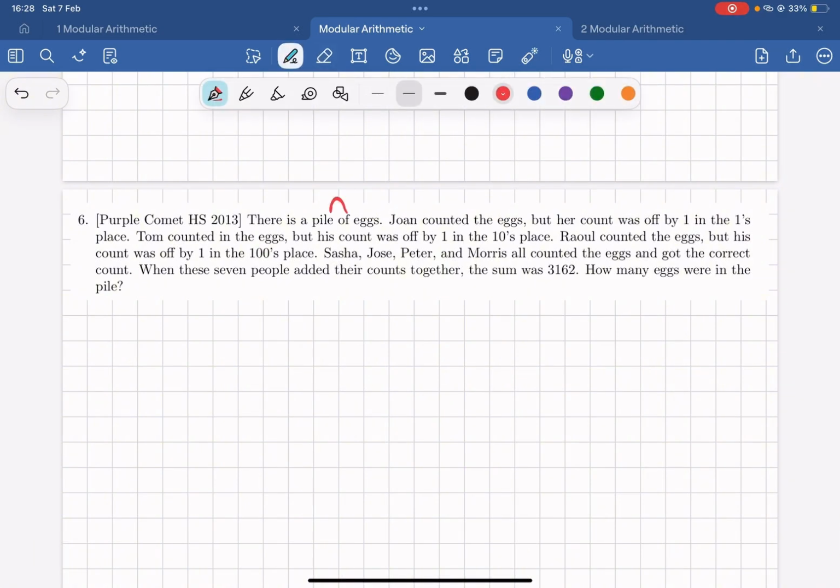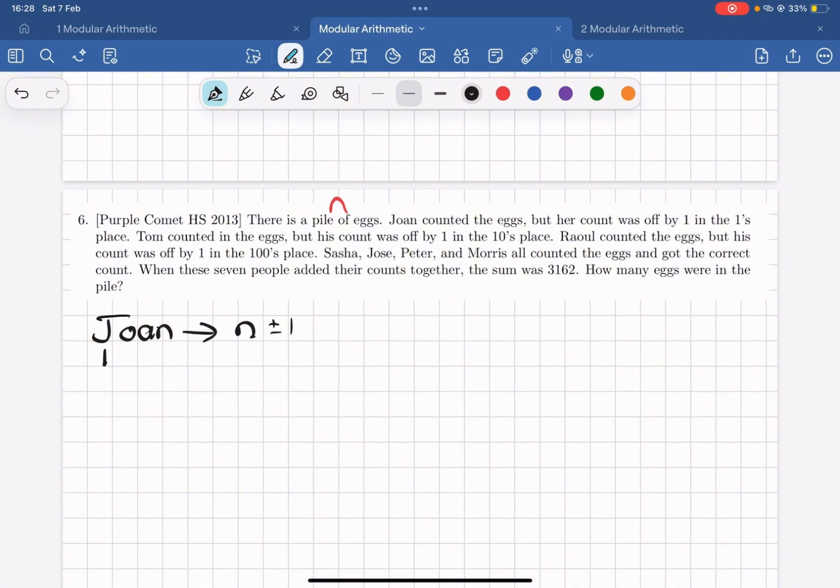Joan counted the eggs, but her count was off by 1. So if you go to Joan, let's write in black actually. Joan, her count was off by 1 in the ones place. That means it could have been 1 too great or 1 too small. So we can say N plus or minus 1.